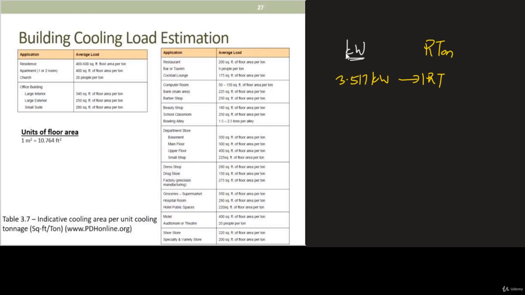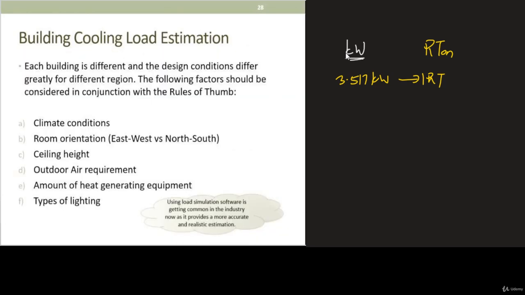And each building is very different, because rule of thumb is based on floor area, but they never take into account the building height. So if the conditions are very different, for example, you have your climate conditions, you have your orientation, all these you have to consider. For example, an east-west facing room will always require more cooling because it will gain a lot of heat in the morning and afternoon. As well as you have to consider how much ventilation you actually introduce into the space and the kind of lighting you use, etc.